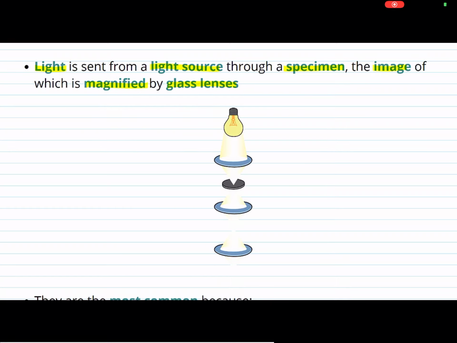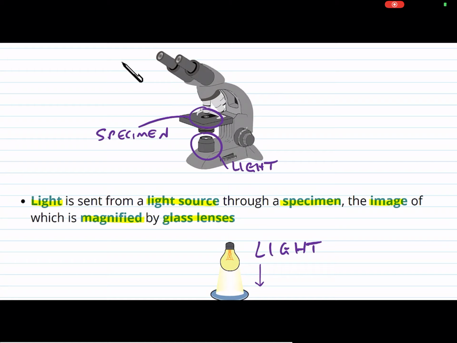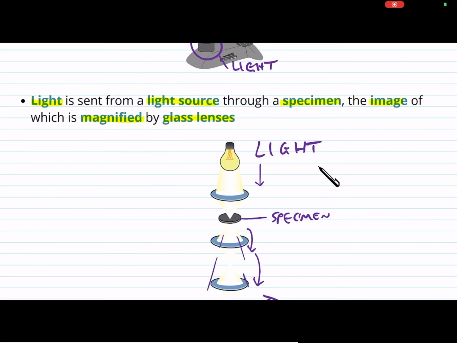So this is a simplified diagram of what's happening. We have a light source sending light through the specimen, and eventually it will be magnified by various lenses until we see it in our eyes. So we see the specimen being bigger than it really is in real life. Usually, looking at a light microscope, this will be the light source. This would be where we would place our specimen. And we look down the microscope into these eyepieces to see the light coming through, and the light magnifies it into a large image for us.